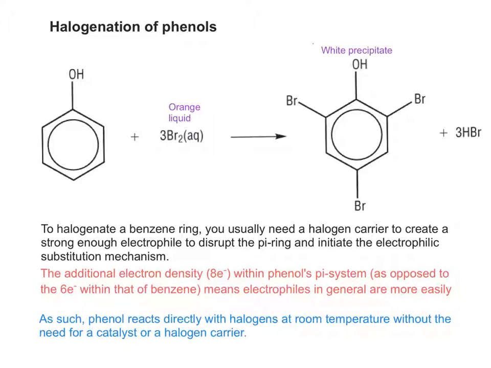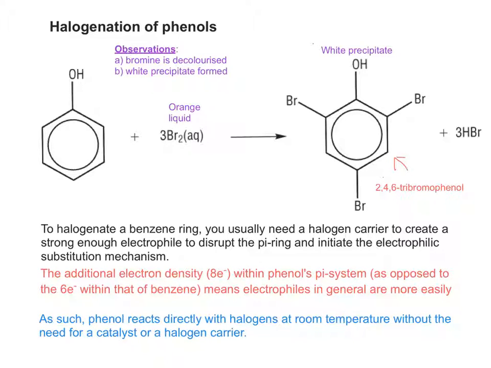So therefore we need to be able to write down what the observations might be if we were to carry out this reaction. So first the bromine is decolorized and also a white precipitate of 2,4,6-tribromophenol is formed. So we'll also be required to write the equation.